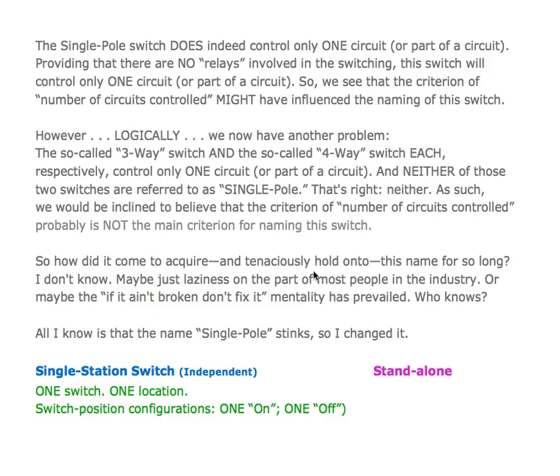The so-called 3-way switch and the so-called 4-way switch each, respectively, control only one circuit or part of a circuit, and neither of those 2 switches are referred to as single pole. That's right, neither. As such, we would be inclined to believe that the criterion of number of circuits controlled probably is not the main criterion for naming this switch.